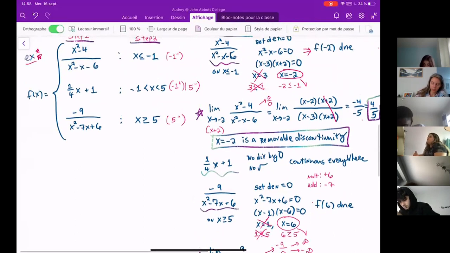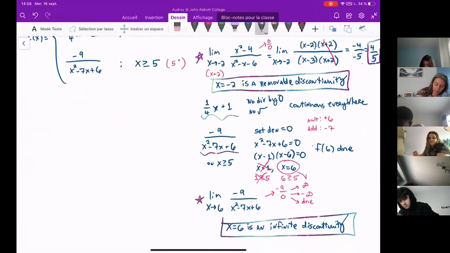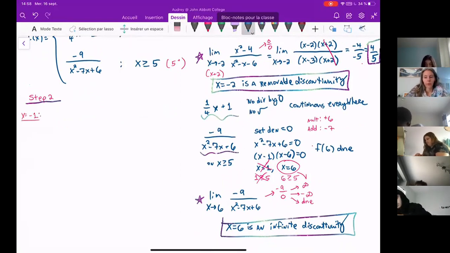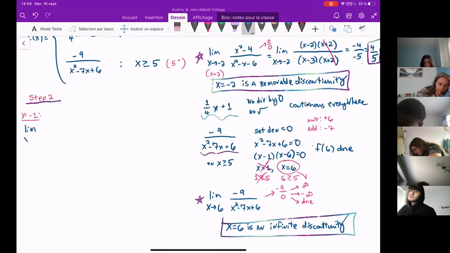Which brings us to our step 2. And in our step 2, we have 2 breakpoints. So we're going to start with the first one, x is equal to negative 1. So we start with the left limit.